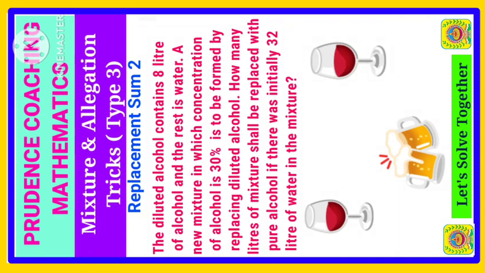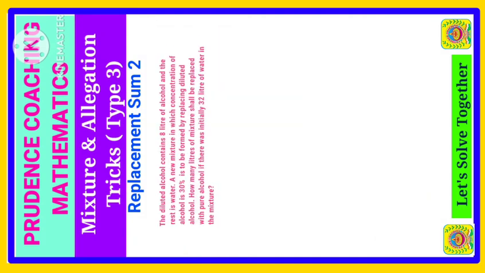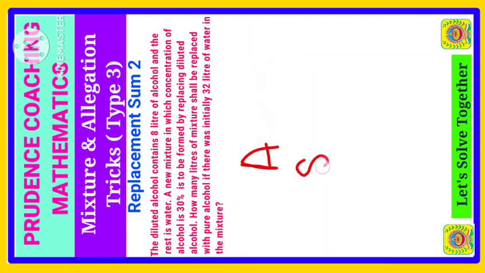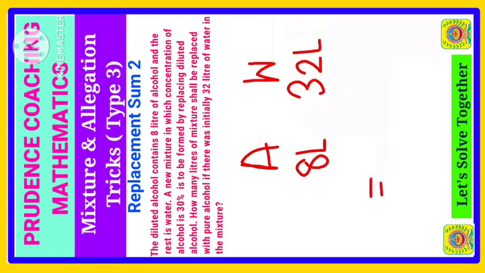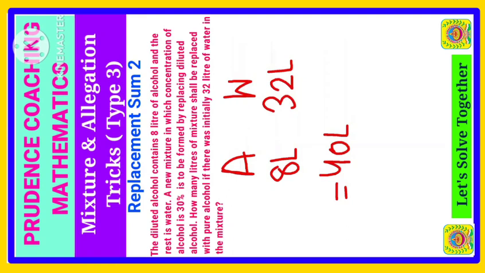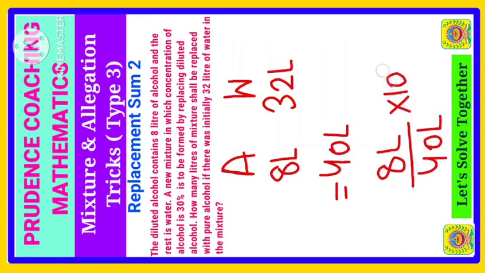Next, it is said, how many liters of mixture shall be replaced with pure alcohol if there was initially 32 liter of water in the mixture. So previously it was said that the mixture was of water and alcohol, and it was said in the first line that alcohol was 8 liter in the first mixture. So from this we can conclude that alcohol was 8 liter and here water is 32 liter. That means total mixture was 8 plus 32, that is 40 liter. So now easily we can find out the percentage of alcohol that was there in the previous mixture. So here 8 liter was alcohol out of 40 liter, that is total mixture, into 100. If we cancel 0 and 0, 4 2s are 8, so we are getting 20%. Means 20% alcohol was there.